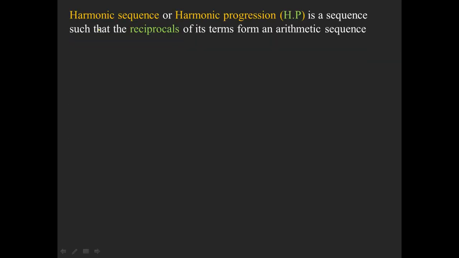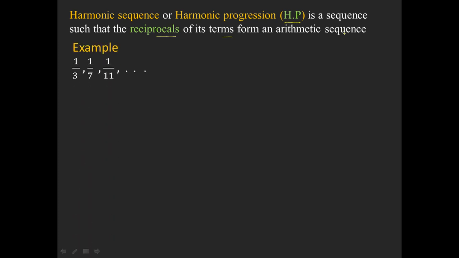Harmonic sequence or harmonic progression. The abbreviation is HP. Harmonic progression is a sequence such that if we take the reciprocals of its terms, then it forms an arithmetic sequence. The reciprocals of its terms form an arithmetic sequence.